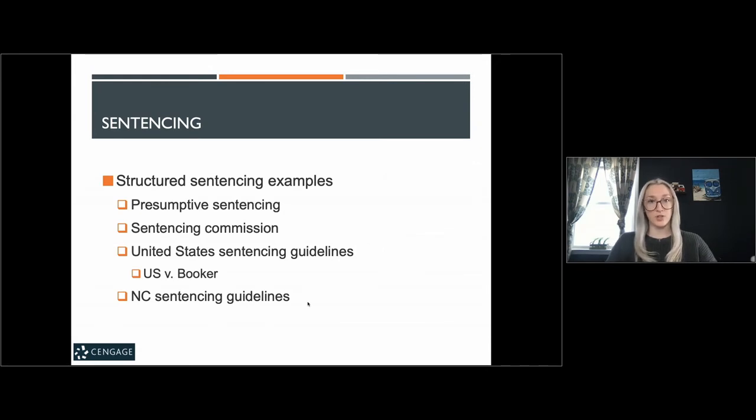Unfortunately, though, using structured sentencing does not give the judge much discretion, and it also doesn't allow them to really take into account other individual factors of that offender, because we're simply looking at the current offense and prior offense history in determining what range the judge needs to be within for that sentence.